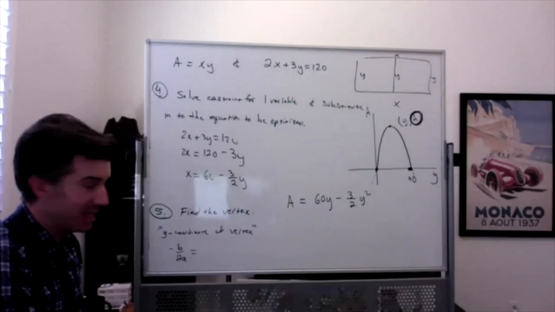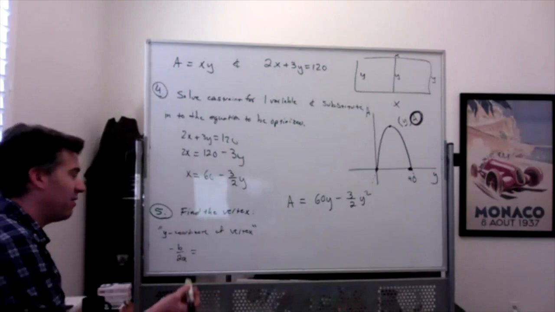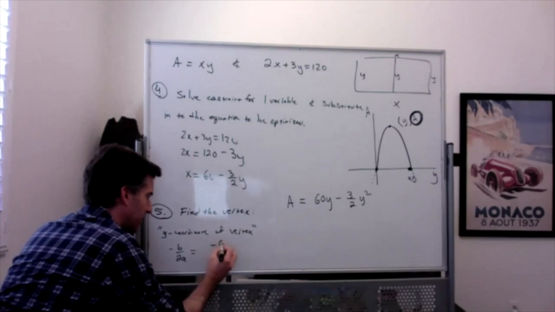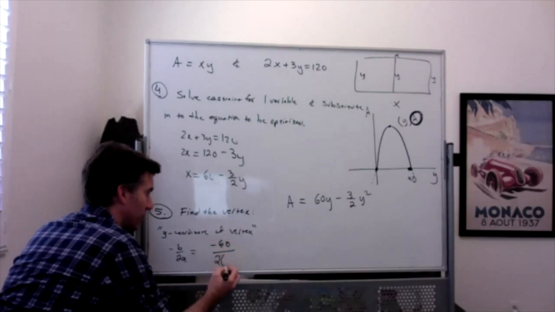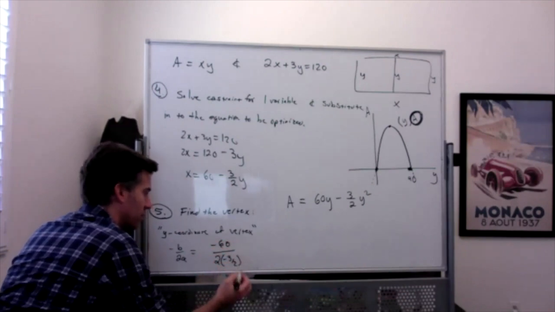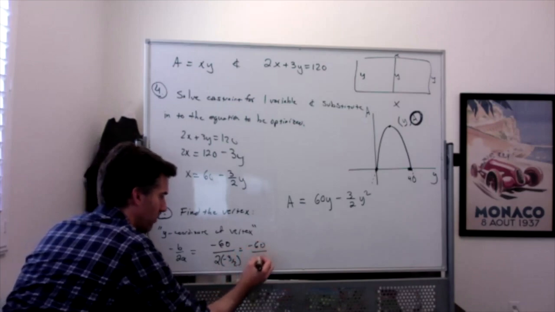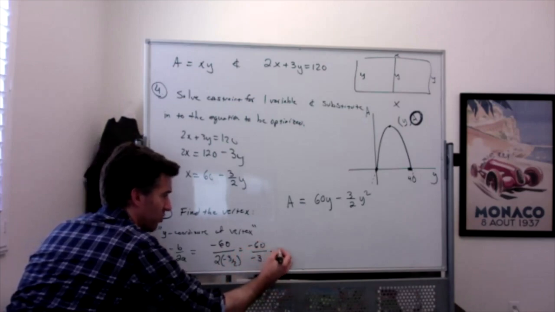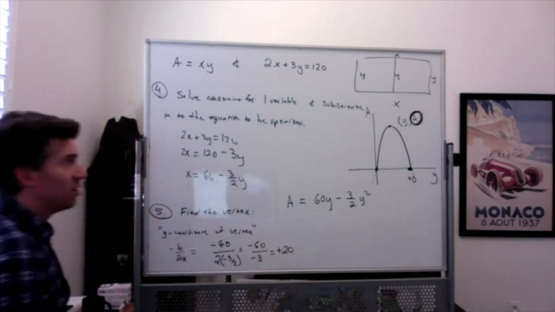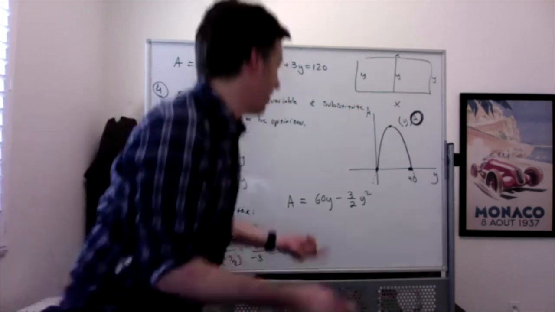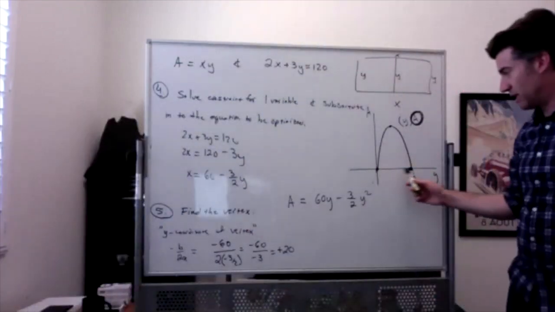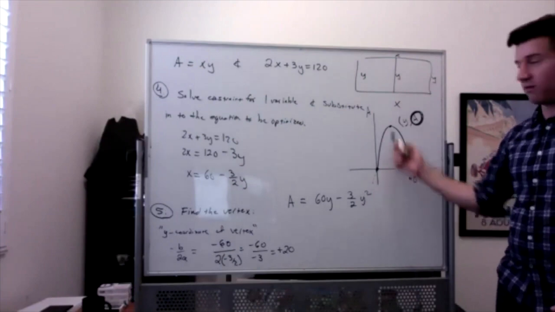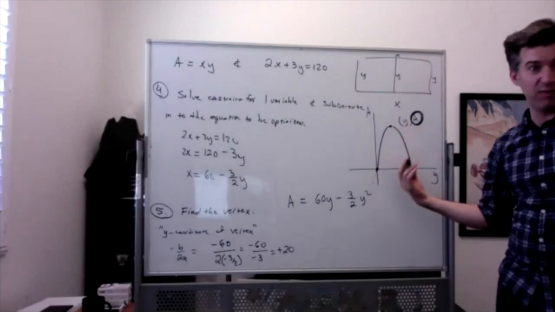Yeah, it's definitely 60, even though it's written out of order. So my negative b over 2a is negative 60 over 2 times negative 3 halves, which is negative 60 over negative 3, which is positive 20. Which isn't surprising if we look at the thing I graphed over here, because the intercepts are 0 and 40. The vertex should occur exactly in the middle of that, which is at 20.